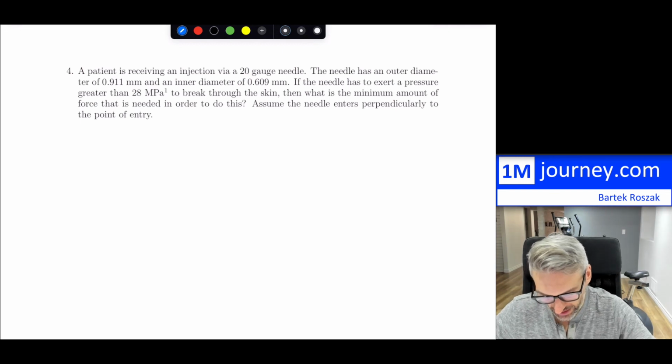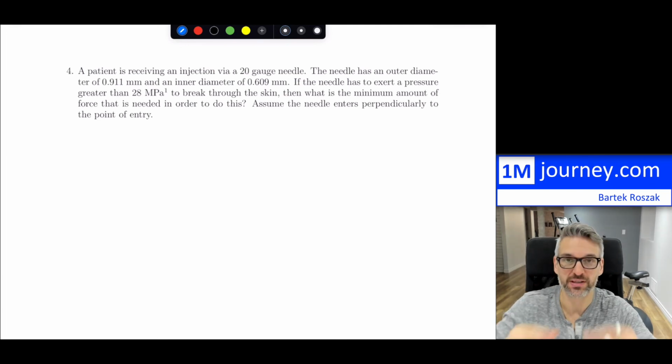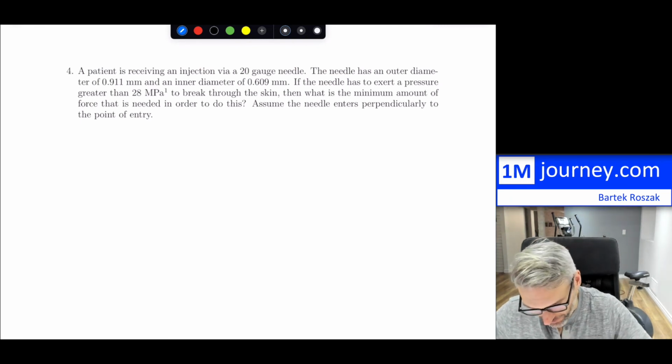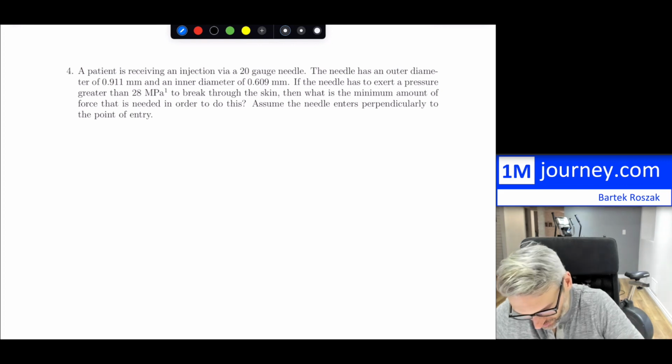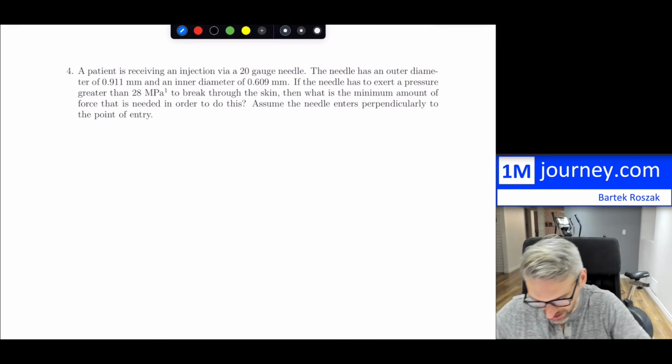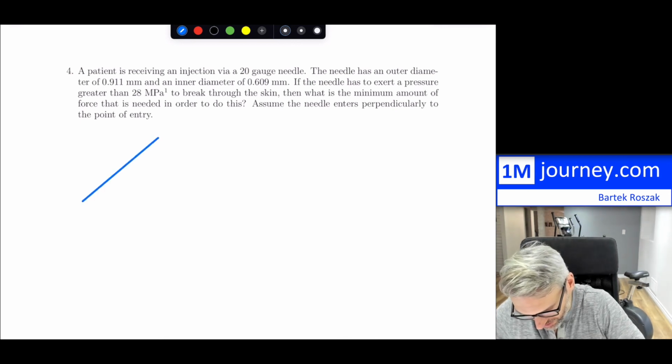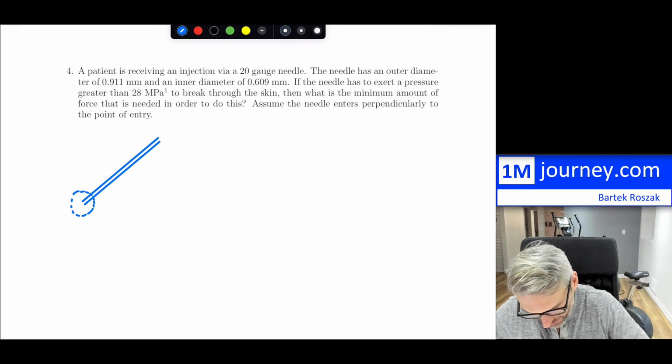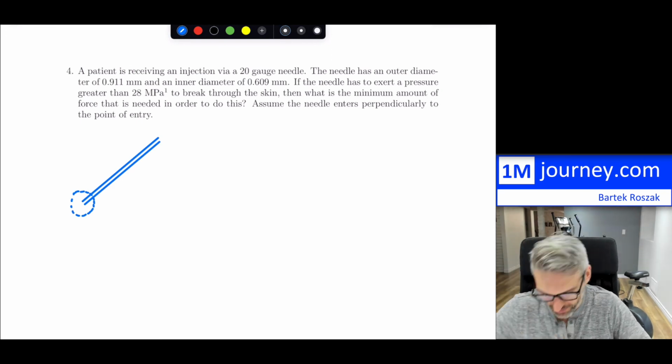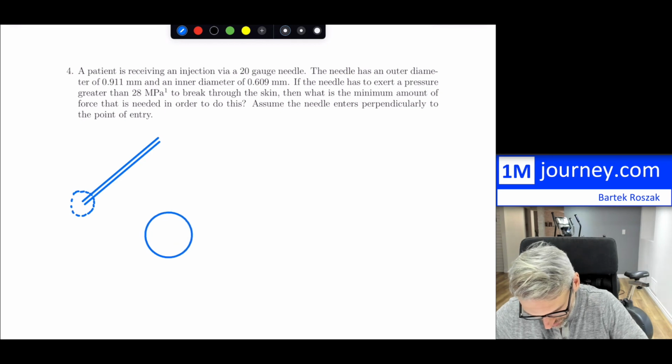So a patient is receiving an injection via a 20 gauge needle. The needle has an outer diameter of 0.911 millimeters. So obviously the needles are super thin, and an inner diameter of 0.609. Okay, so if you would take a cross section of this needle, it kind of looks like this, except it's super thin, and we're narrowing down on this tip. So if you would look right at the tip there, it has an outer, and then it also has an inner.